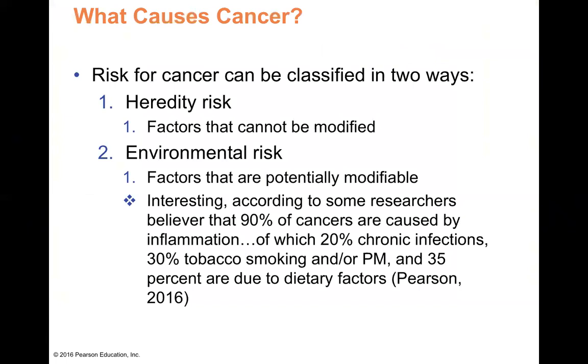Risk for cancers. There are basically two things: hereditary, and these are, you'll hear about these, that people sometimes have cancer that's genetically in their genes and they're more at risk, and then environmental factors. And I find this is really interesting. According to some researchers, and this is cited in your book, 90% of cancers are caused by inflammation, of which 20% are chronic infections, 30% are related to tobacco smoking or being exposed to particulate matter. That's what PM stands for, so air pollution. And 35% are due to dietary factors.